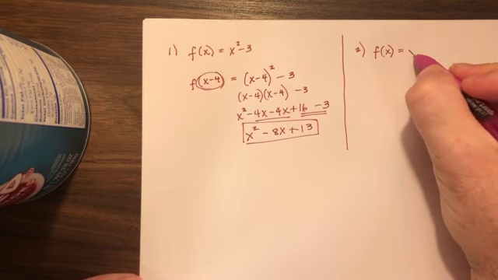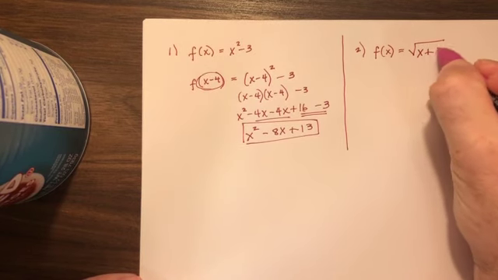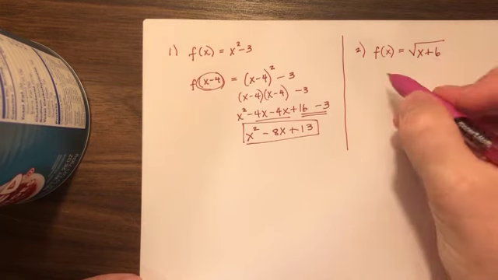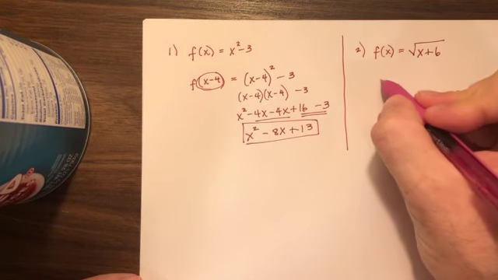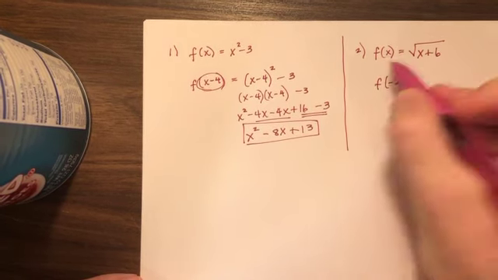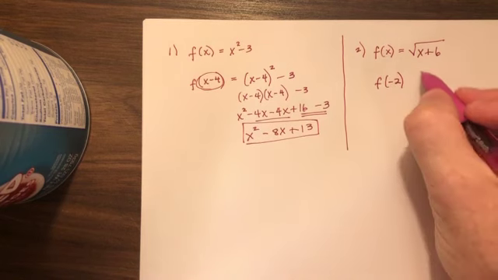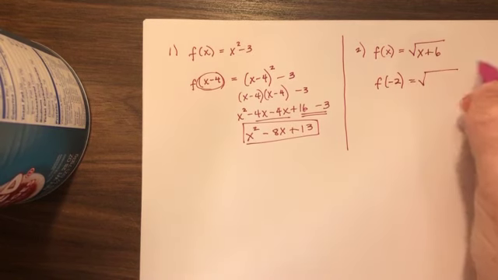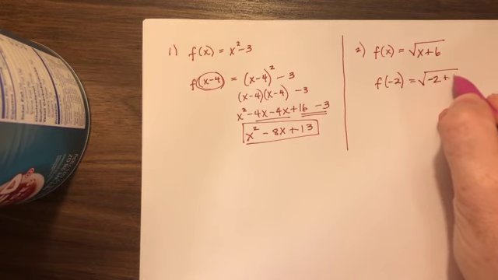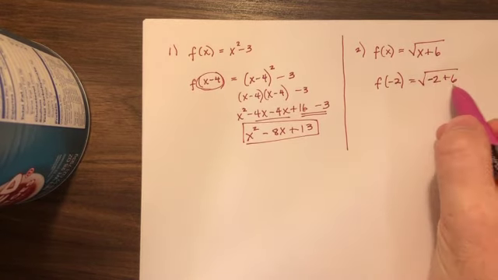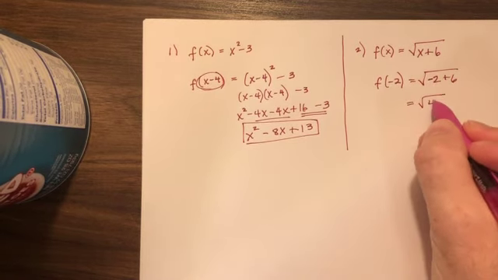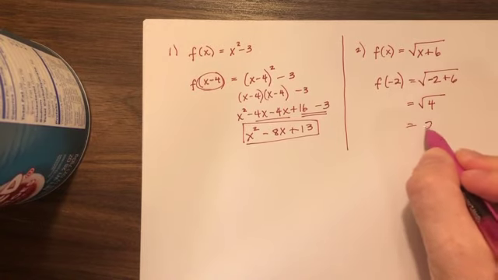This one asks you to put in a number, so it's not quite as bad. Not quite as work intensive, I guess I should say. But it wants f of negative 2 when f of x is the square root of x plus 6. So it's the same thing, square root of negative 2 plus 6 instead of x. And inside the square root, we get 4, and the square root of 4 is 2. And that's the answer.